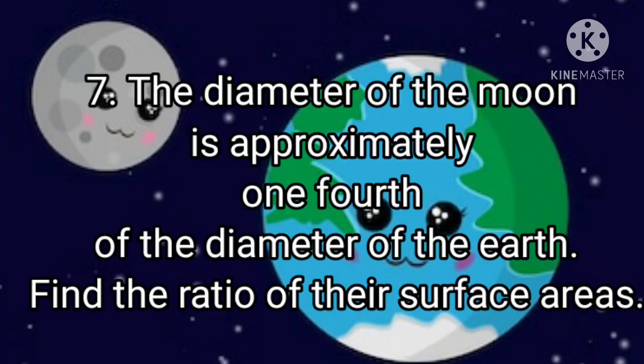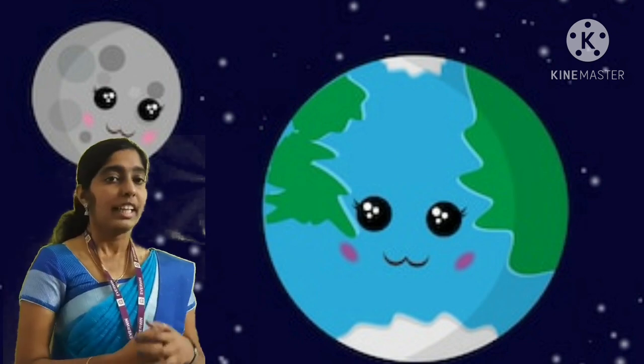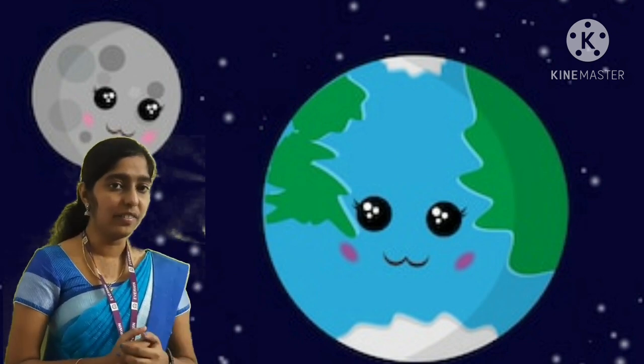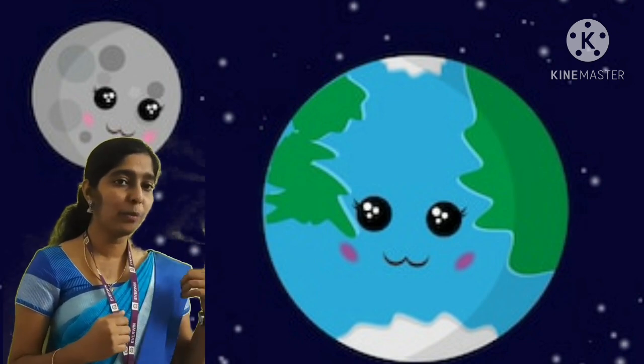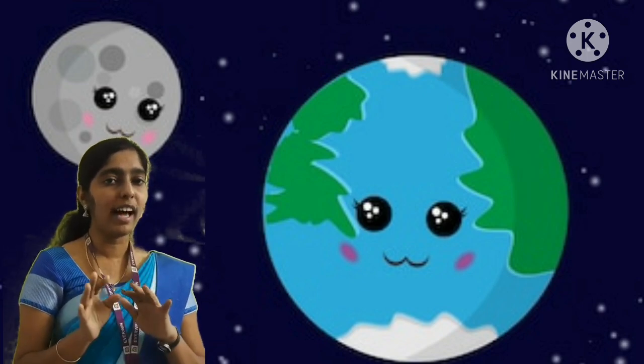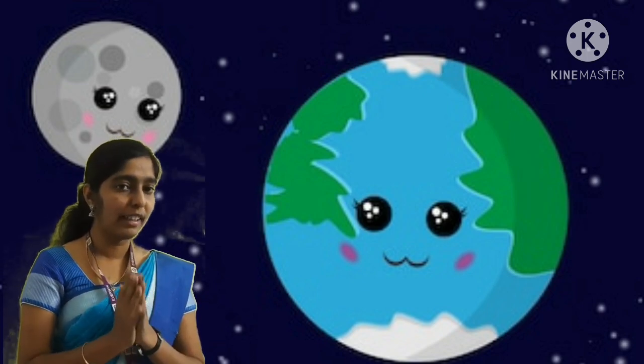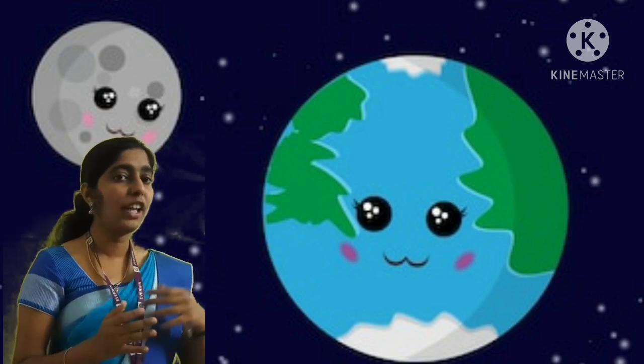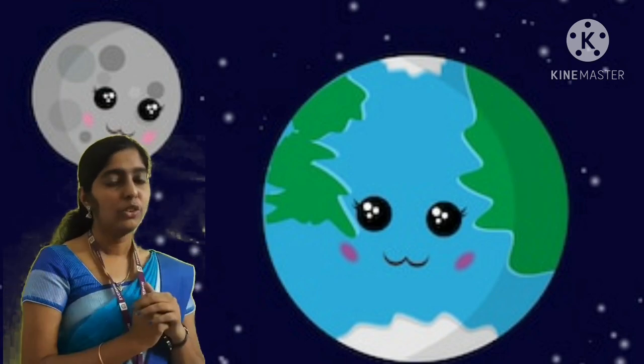Exercise 13.4, question number 7. The diameter of the moon is approximately 1/4 of the diameter of the earth. Find the ratio of their surface areas. Can you see this moon and earth? Yeah, based on this moon and earth only we are going to solve the problem. So what is asked in the question is, we have to find the ratio between the surface area of this moon and the earth.